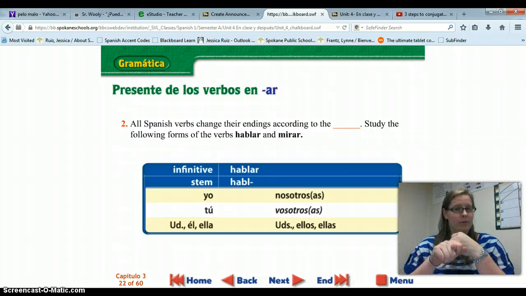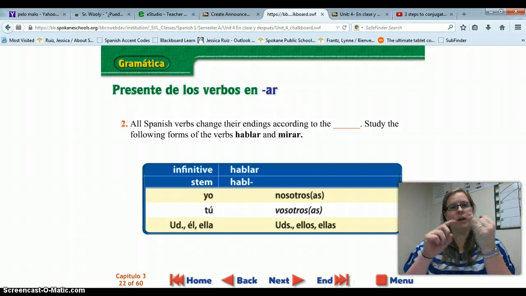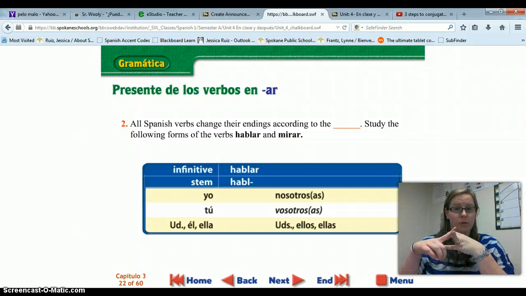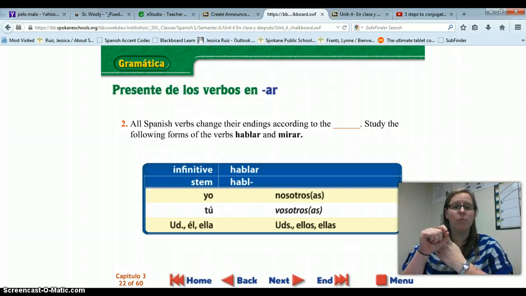One, what is a verb? Verb is an action word. So jump, swim, run, dance, study. Two, in Spanish we divide our verbs into three categories. AR verbs, ER verbs, and IR verbs. So for example, we've learned ser and tener. Those are both ER verbs. So now we're going to look at AR verbs.